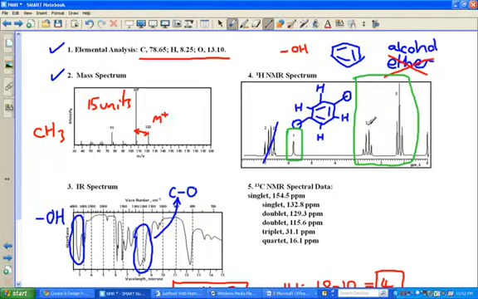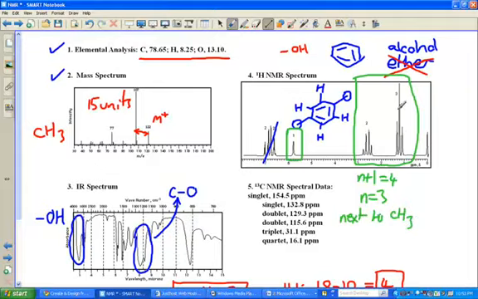This quartet corresponds to 2 hydrogens, so therefore there's 2 hydrogens for this signal, 3 hydrogens for this signal. But the quartet doesn't mean 4 hydrogens. The quartet means N plus 1 is 4, N is 3, therefore these 2 hydrogens are next to 3 others. So therefore these 2 hydrogens must be next to a CH3.